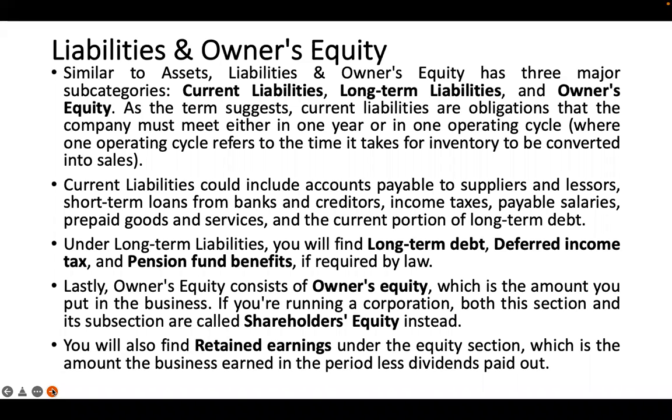1 operating cycle. So current liabilities are those obligations, those responsibilities of the company, which the company has to repay within 1 year, and if not 1 year then in 1 operating cycle, where 1 operating cycle refers to the time it takes for inventory to be converted into sales.